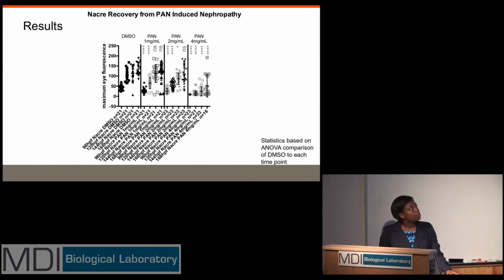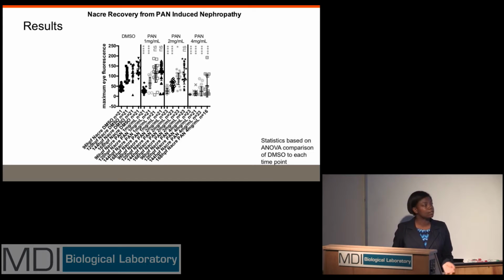This recovery is also demonstrated in this graph. So for our PAN 1 milligram treated NACRA fish, we can see that they are able to fully recover at 144 hours post-fertilization. And for our 2 milligrams per ml treated PAN, we can see that they are able to recover at 168 hours post-fertilization, while our 4 milligrams per ml treated PAN are unable to recover, and this could be because the glomerular injury is too severe.